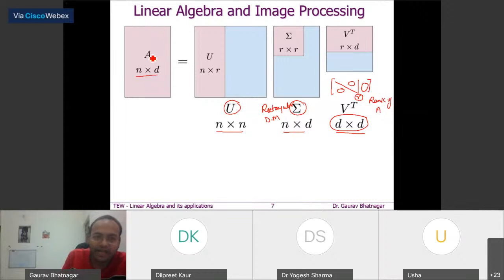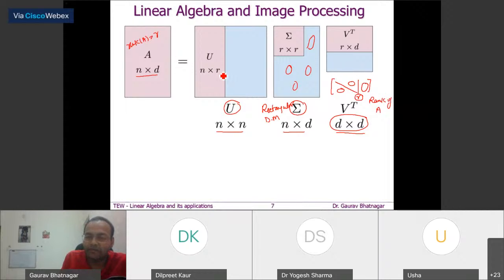So let me assume the rank of A is going to be R. Then in this rectangular diagonal matrix, up to R in both directions, I am going to have a perfect diagonal matrix, and the rest of the elements are going to be zero. So these are all 0, 0, 0, and 0. Similarly, since I have taken the rank R, I am going to have similar kinds of things in the U and V as well.